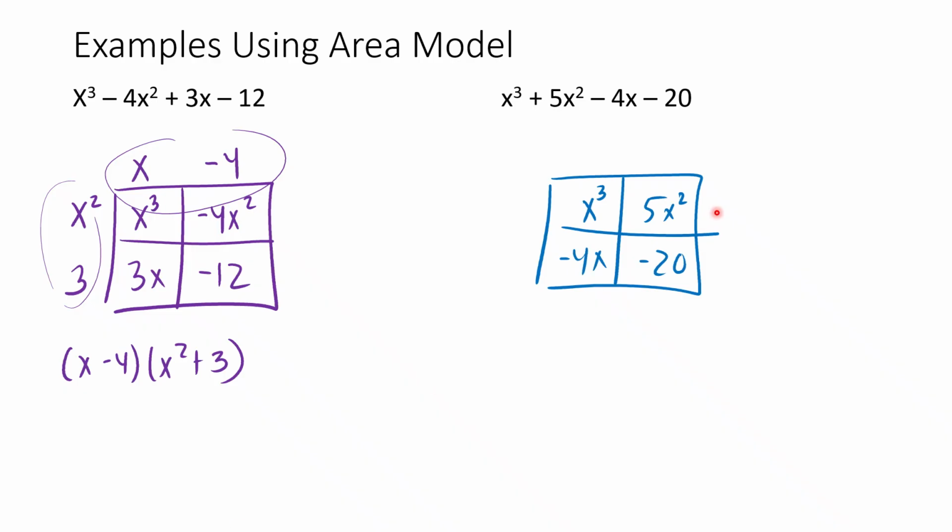So I'm going to do GCF factoring. We'll go this way this time. So the greatest common factor between x to the third and negative 4x is x.